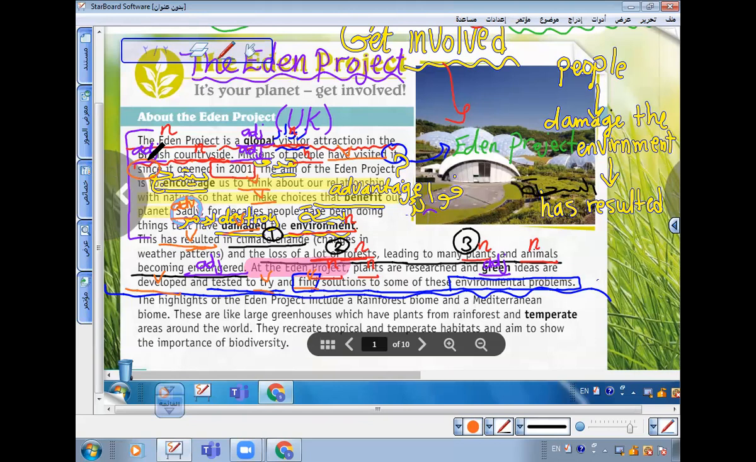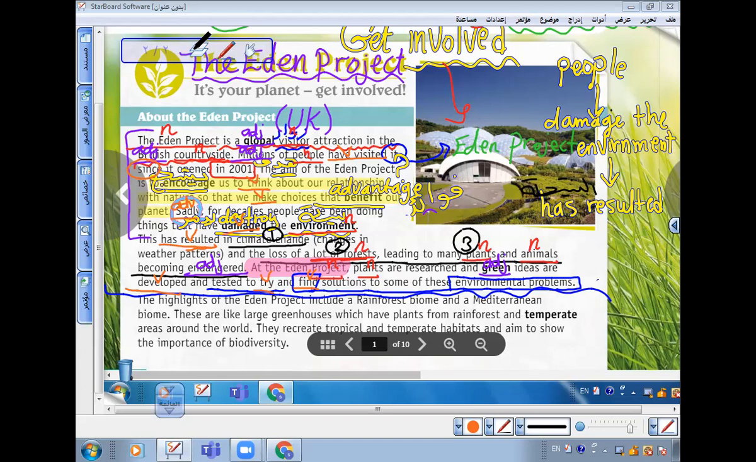Okay, now let's move to the last paragraph here. The highlights of Eden Project include a rainforest poem and a Mediterranean poem. These are like large greenhouses which has plants from rainforest and temperate area around the world. They recreate tropical and temperate habitat and aim to show the importance of biodiversity.